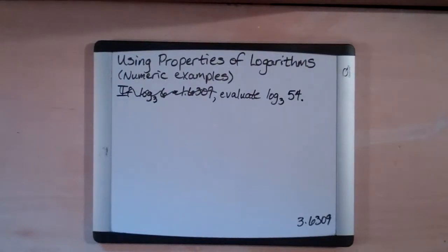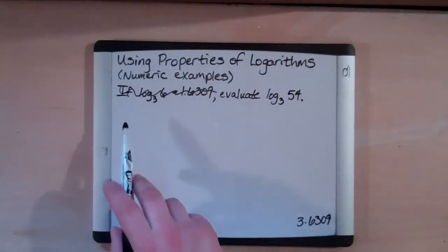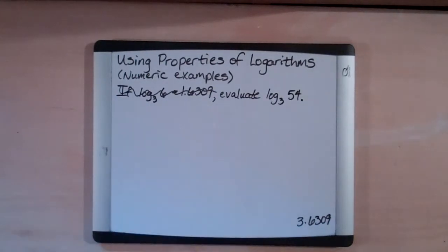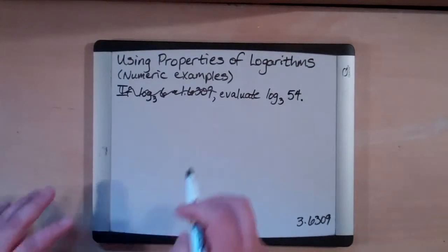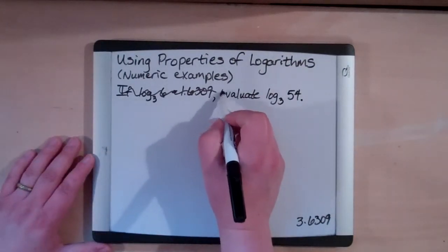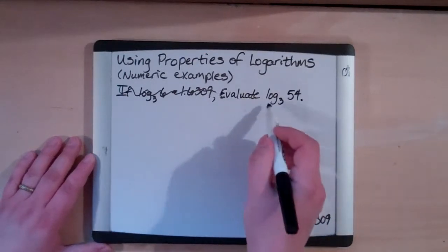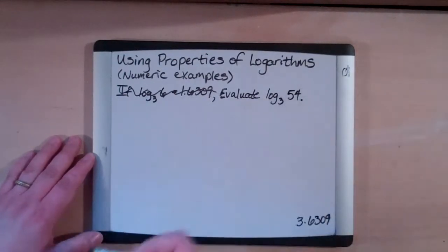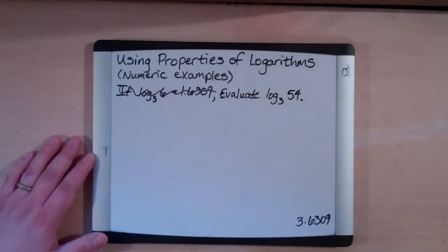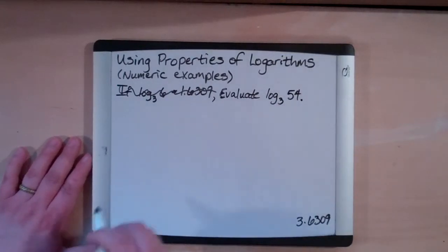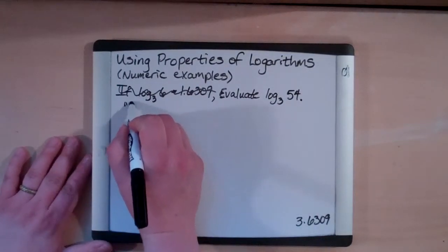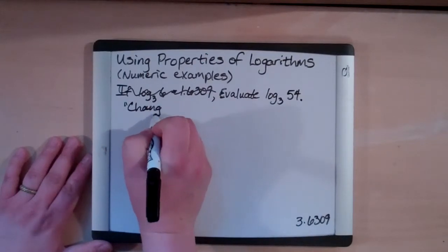Now I want to show you another example of using the properties of logarithms. If I cross off the information from the previous problem, that log base 3 of the number 6 is equal to 1.6309, and if my directions are simply to evaluate the log with a base 3 of the number 54, what I'm going to do to solve this is use the change of base formula.